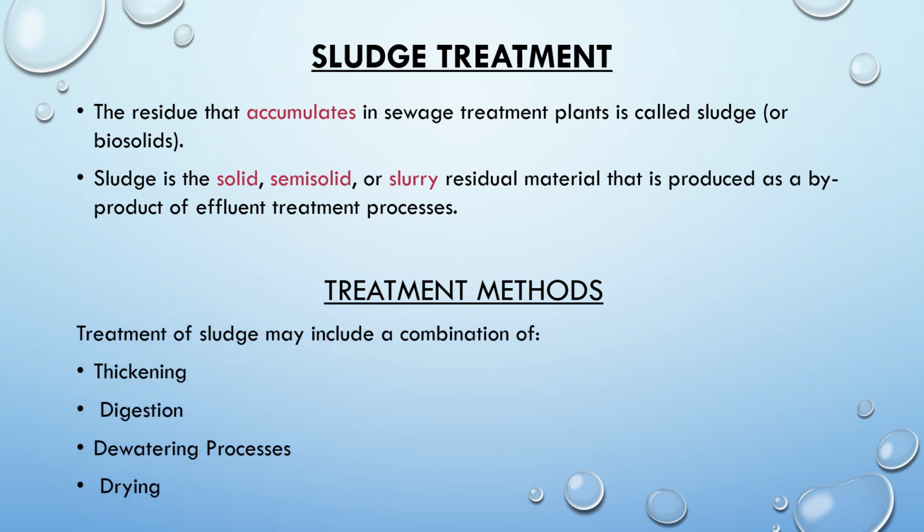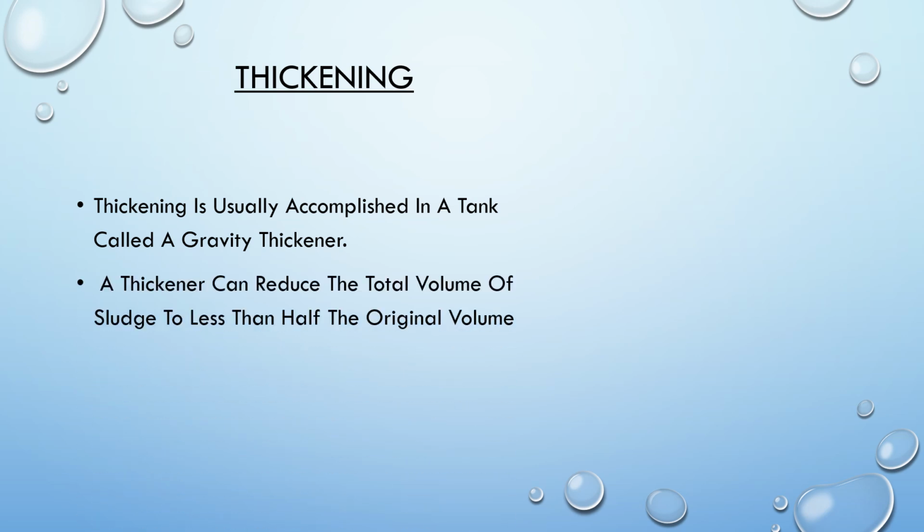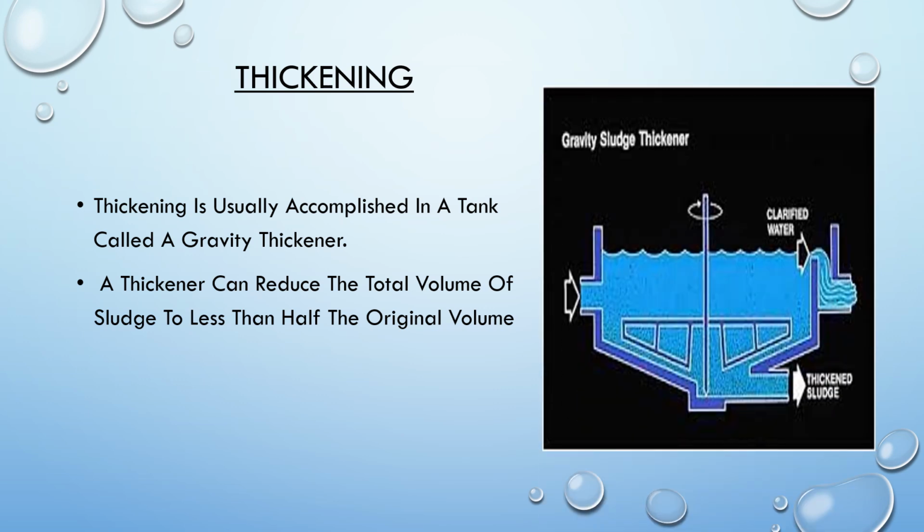Treatment methods. Actually, the treatment of sludge may include a combination of thickening, digestion, dewatering processes, and drying. The first stage in the sludge treatment is thickening. Thickening is usually accomplished in a tank called a gravity thickener. Thickening can reduce the total volume of sludge to less than half the original volume.